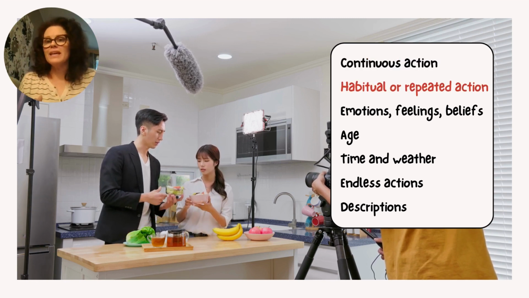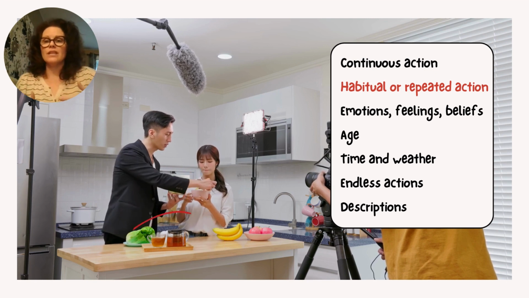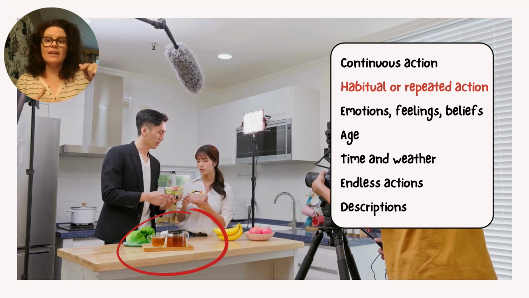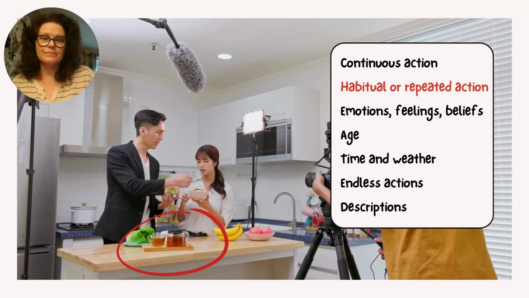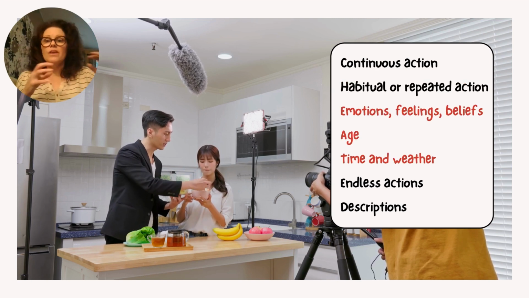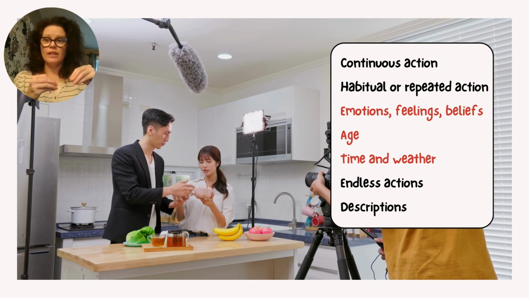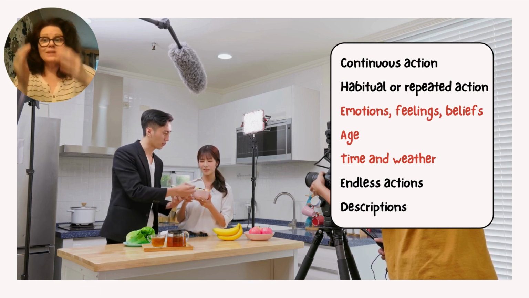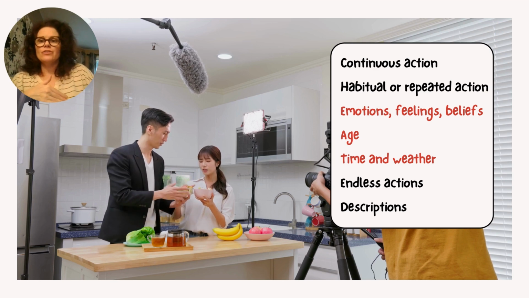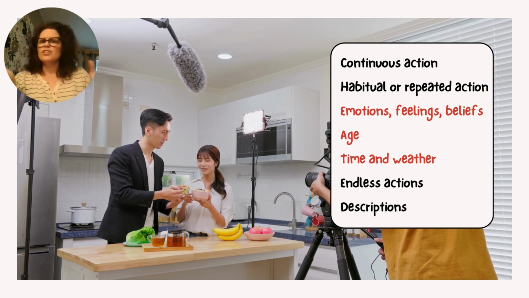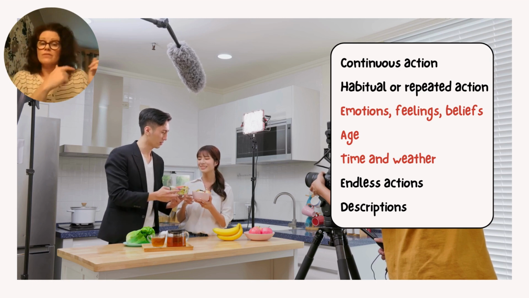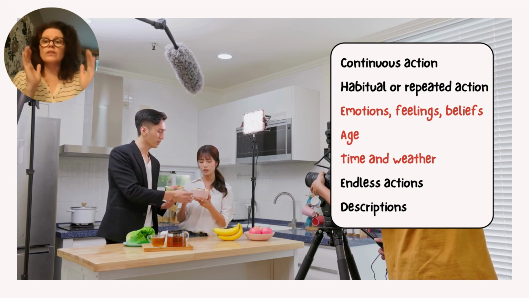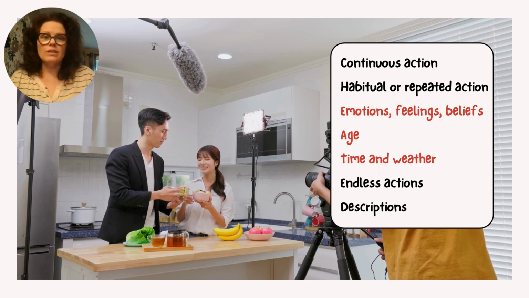There may also be habits or repeated actions taking place here, such as the fact that maybe they drink tea every night as they make dinner. The emotions that these characters are feeling, the knowledge of things that they believe to be true, their ages, the time of day, the conditions of the room, whether it's warm or cool, or the weather conditions even outside that window, all of these would be expressed using the imperfect.